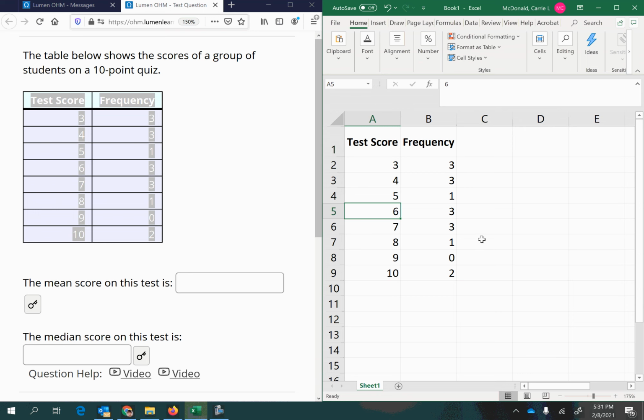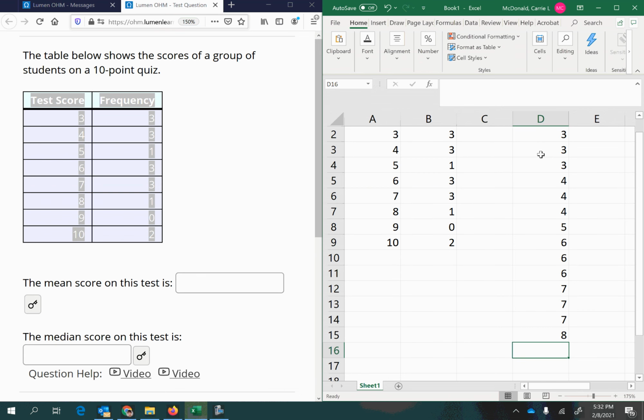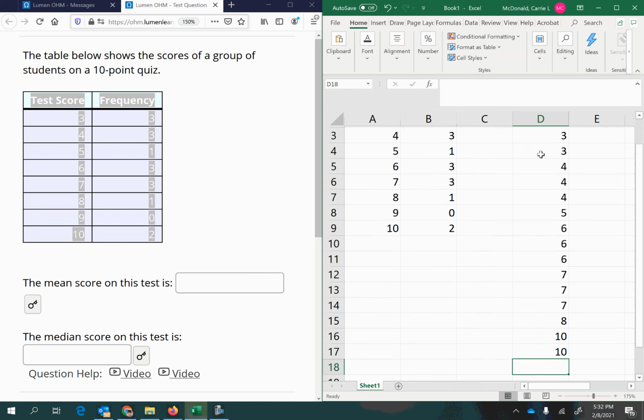So you could list out all your test scores. So 3 points on 3 different tests, 4 points on 3 different tests, 5 points on 1 test, 6 points on 3 tests, 7 points on 3 tests, 8 points on 1 test, no tests with 9 points, and 10 points on 2 different tests.